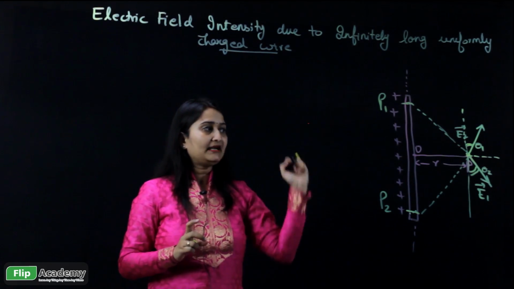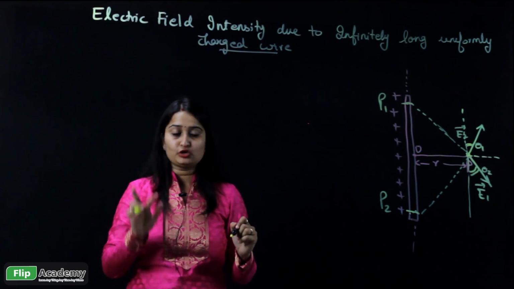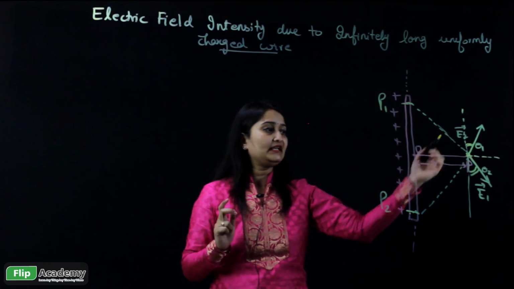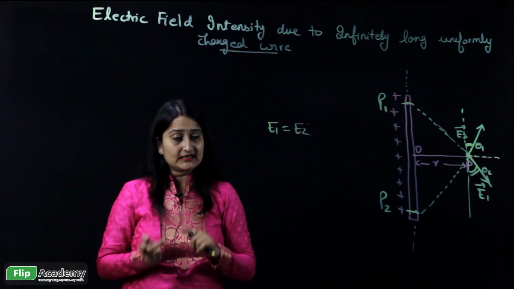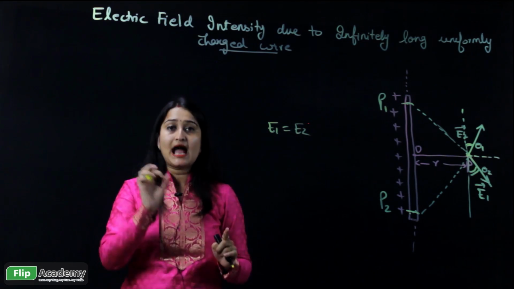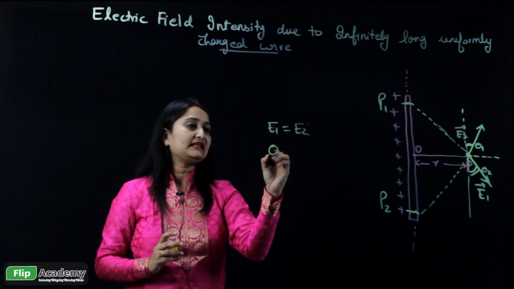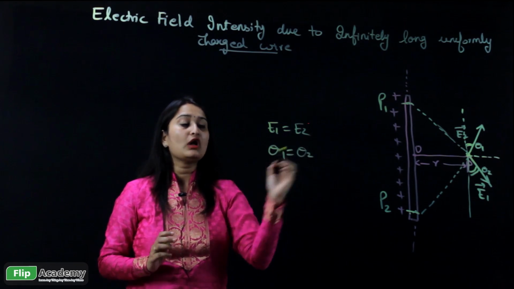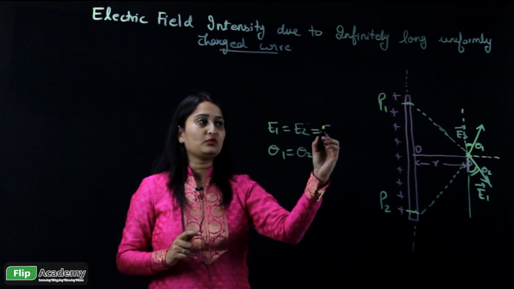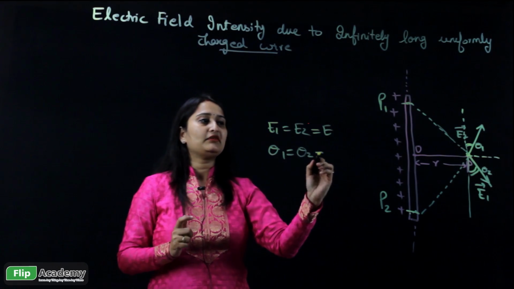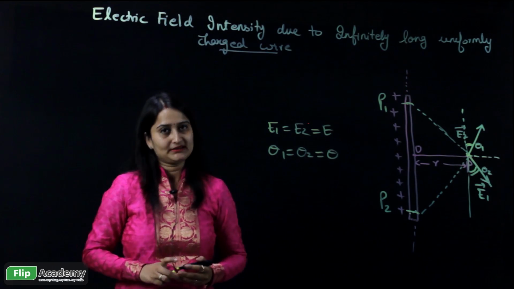But P1 and P2 are both similar points, okay? So the electric field intensity E1 is equal to E2. If E1 and E2 are the same at point P, that means theta 1 and theta 2 are also the same. So we can write that E1 = E2 = E. Similarly, theta 1 = theta 2 = theta.